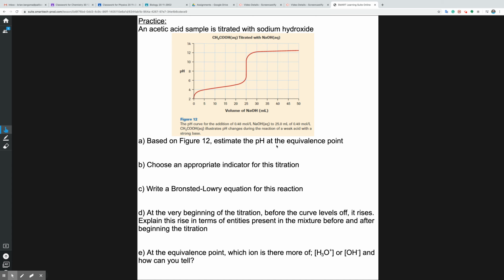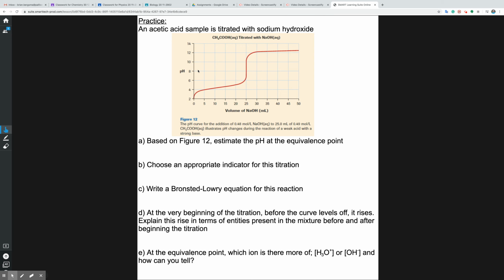Based on this, what's our equivalence point? Again, the equivalence point is halfway through this inflection point. If we look here, it starts just above 6, and this inflection ends right around 10. So halfway between 6 and 10 is right around 8. It might be a little bit above 8, but we'd say right around 8. Choose an appropriate indicator. You're just looking in your data booklet for which indicator changes around 8.